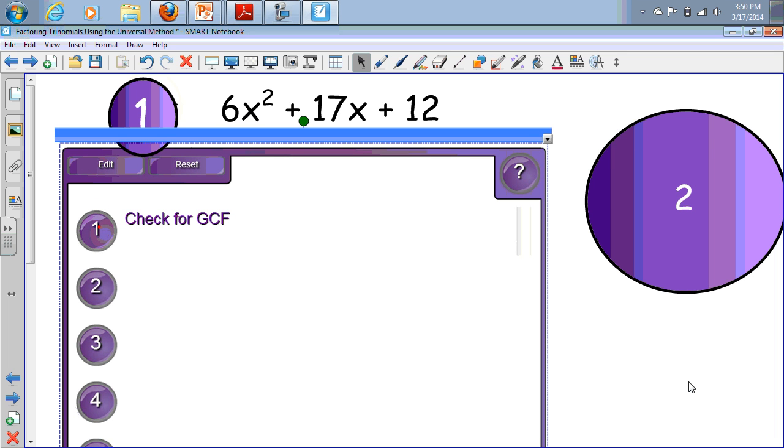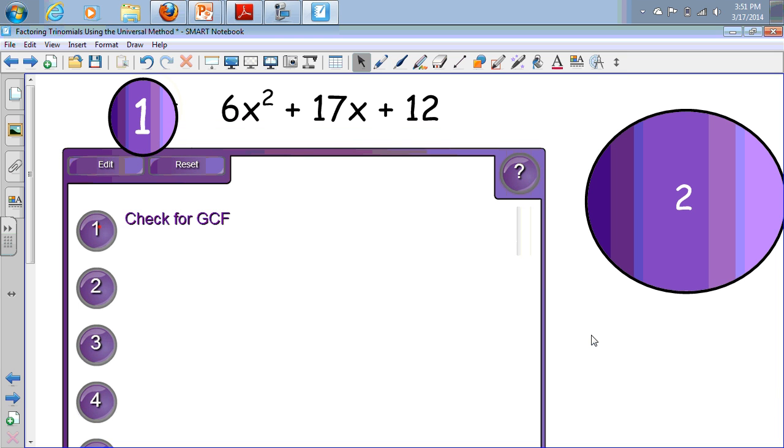First, you're going to check to make sure that we don't have a greatest common factor, so there's no need to factor out. In other words, the coefficients 6, 17, and 12 don't have a factor that's common except for 1. Which is true, they don't. So this is as simple as I can get it.